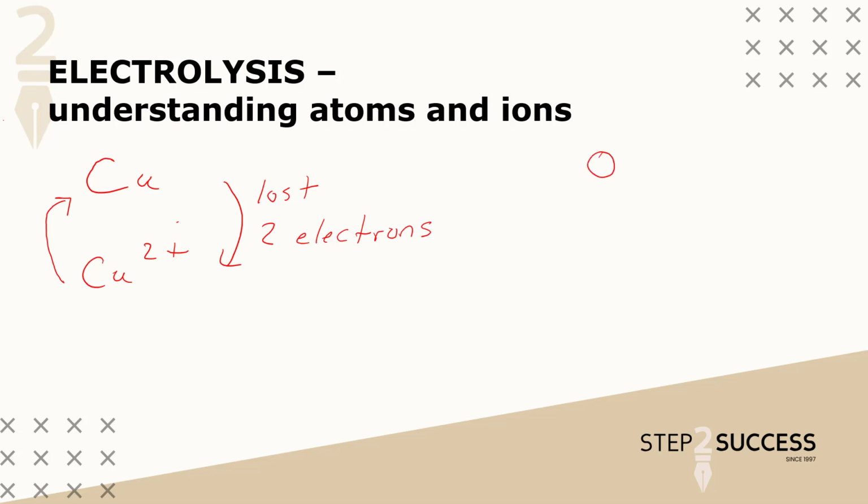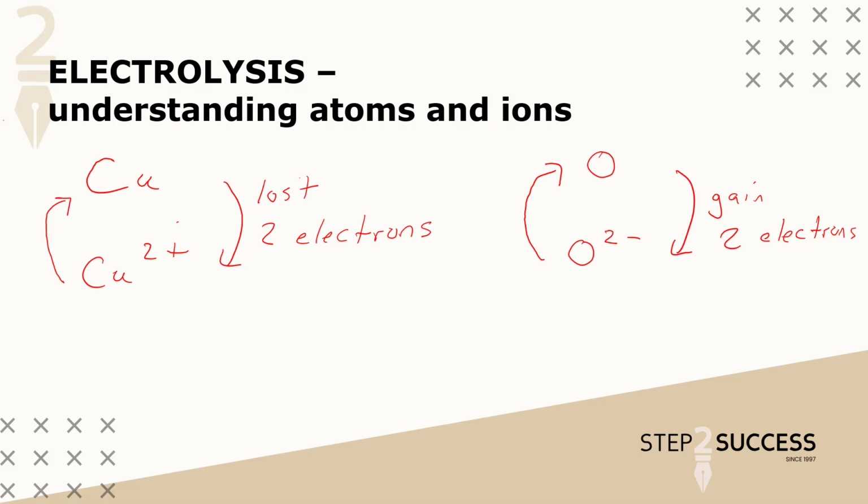Oxygen as an atom is just O. The oxygen ion is O2-. How did oxygen become O2-? It did it by gaining 2 electrons. So if I've got an oxygen ion that needs to go back to being oxygen, it would need to lose those 2 electrons to get back to being oxygen.